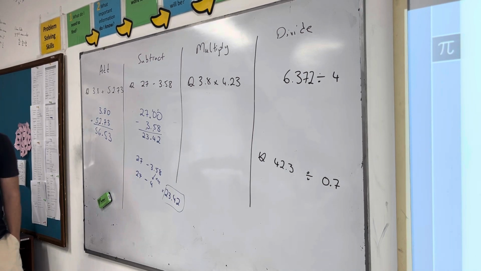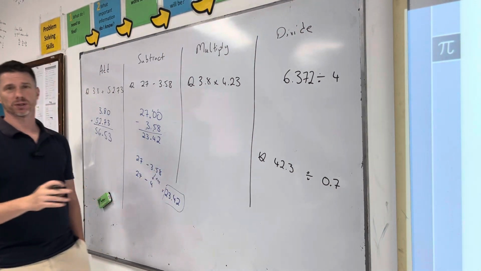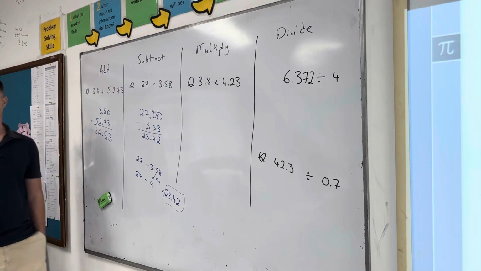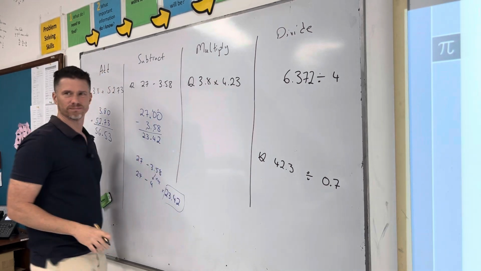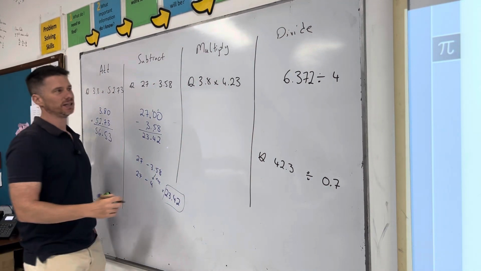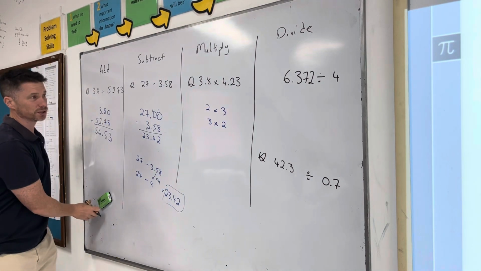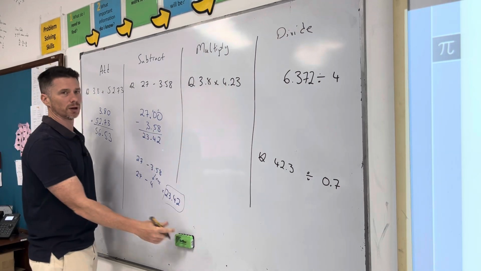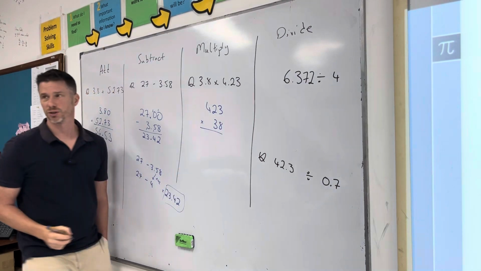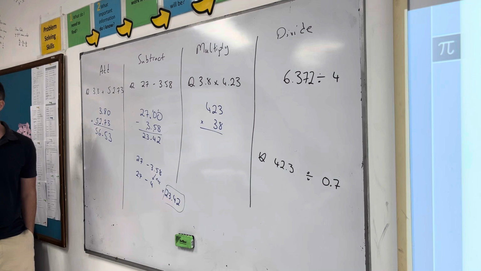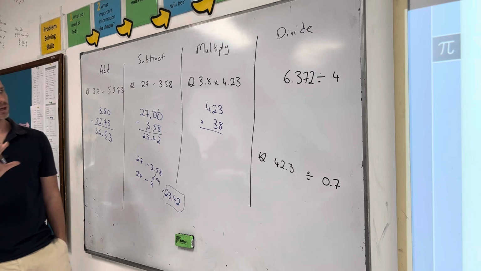Multiply. We looked at this also last week. Does it matter which one I multiply by which? No, because 2 times 3 is the same as 3 times 2. They both give 6. That's the commutative property of multiplication. So I'm going to actually multiply by the 38, because it's easier. You've got 2 digits to multiply by.